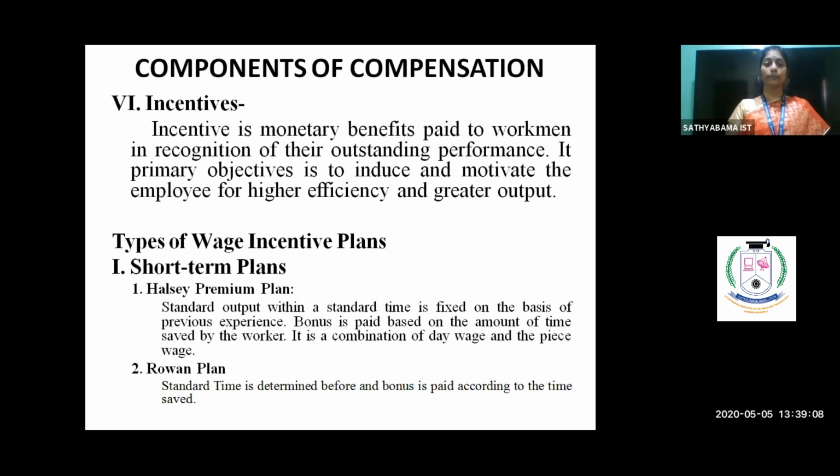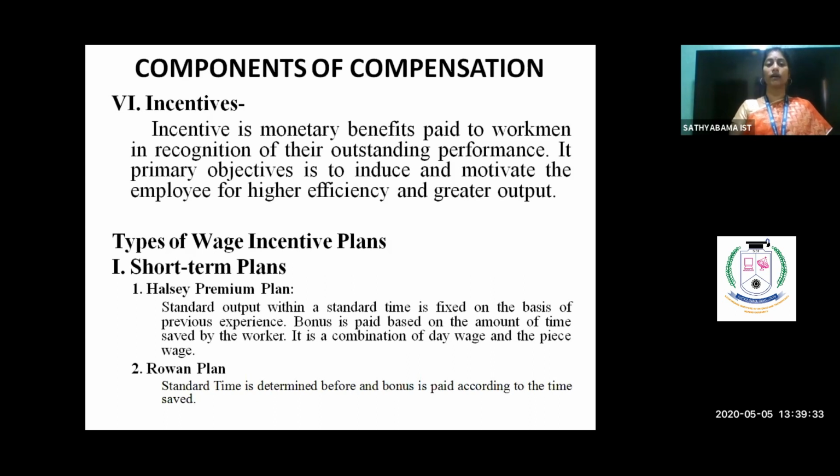So under short-term plans, we have the Halsey premium plan as the first one. Here the base is standard output, and standard time will be fixed, and the bonus will be given out of the time saved by the employee by finishing the standard output. So we can say it is a combination of daily wage and piece wage given to the employees.